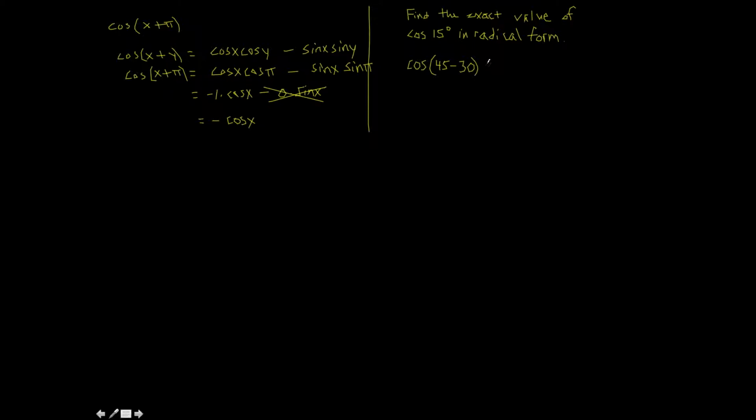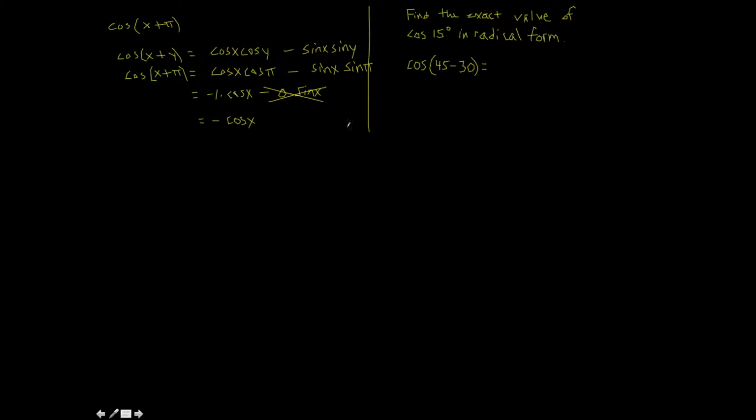Now notice what I did there. I took two angles that I know, two reference angles that I know, 45 and 30, and I was able to get my 15 out of that with a difference. Now what I've done is I've changed this into a difference problem, a cosine difference identity.